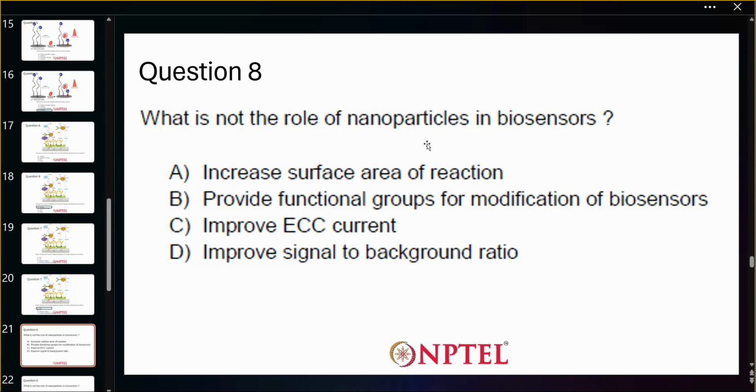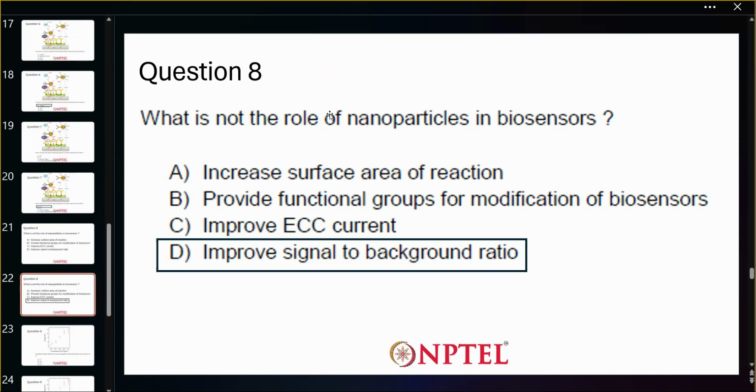Now coming to the eighth question, what is not the role of nanoparticles in biosensors? To increase the surface area of reaction, to provide functional groups for modification of biosensors, to improve ECC current, and the last option is to improve the signal to background ratio. So the answer is to improve the signal to background ratio.